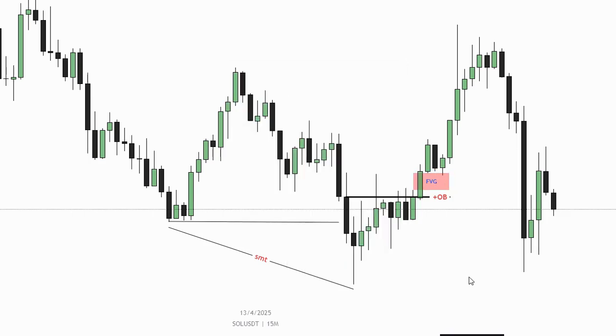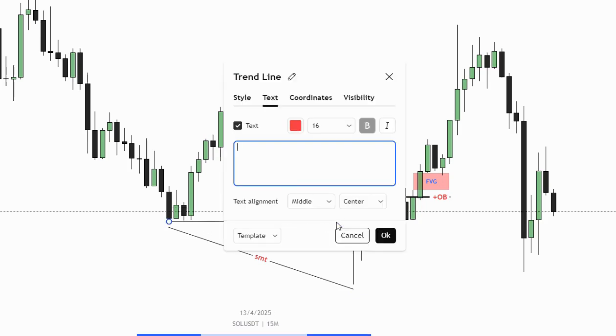See that? So we have SMT, sell side purge, close above the candle that took out sell side liquidity. Let's name this one sell side liquidity.